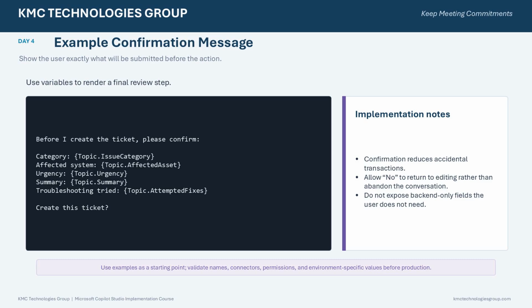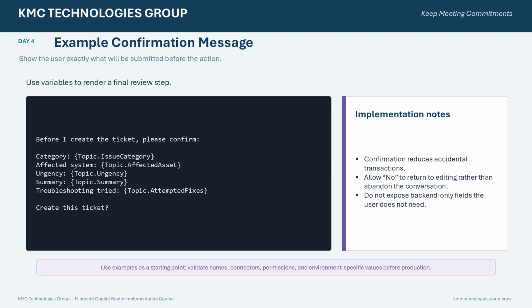Before any transactional action takes place, show the user what will actually be submitted. Use variables to display a final review message. Show the category, affected system, urgency, summary, and troubleshooting attempted.